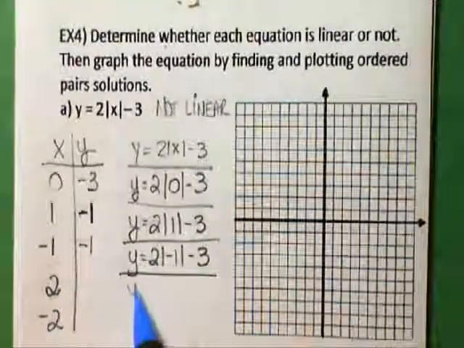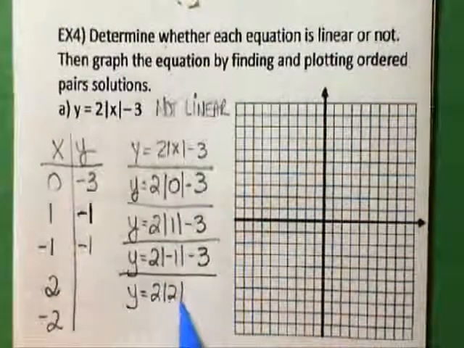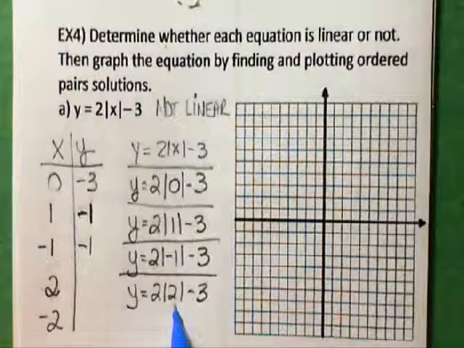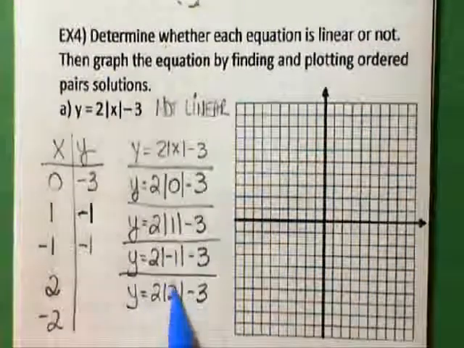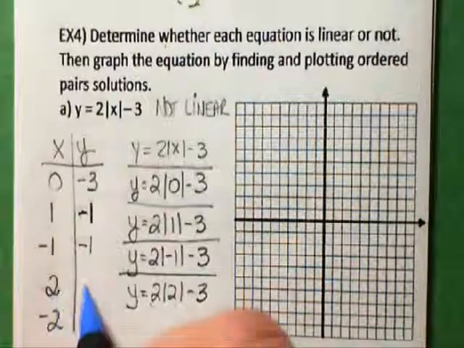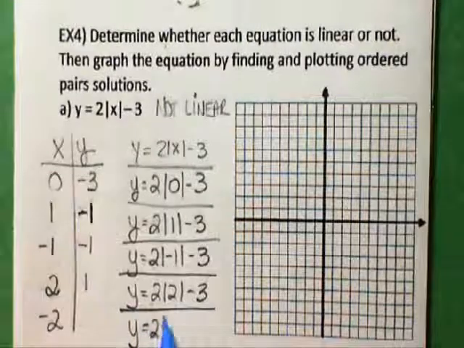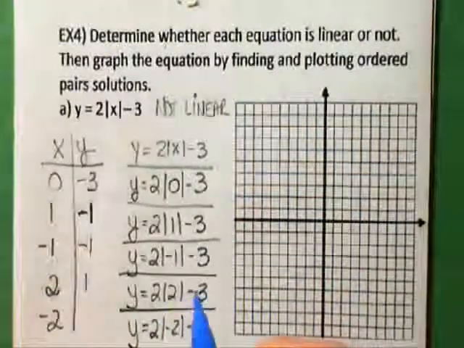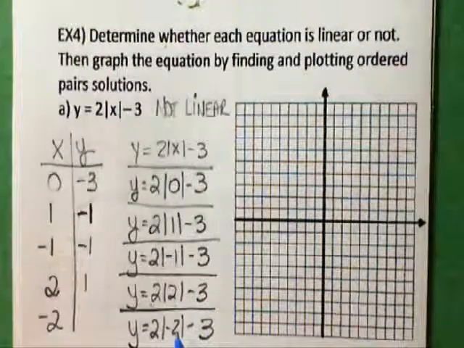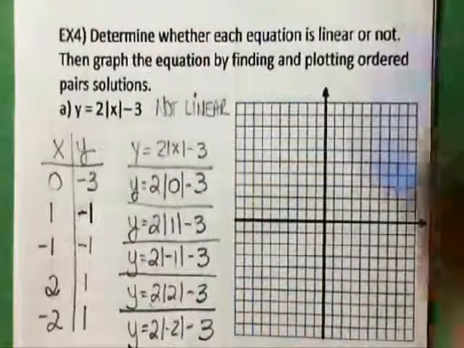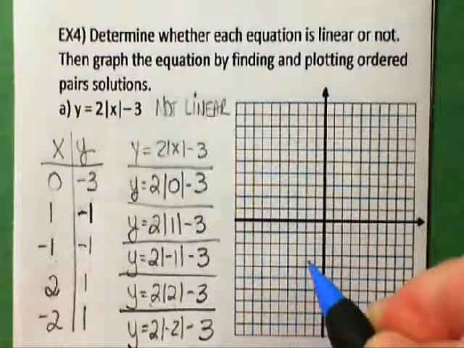Let's do the next one, which is going to be 2. So absolute value of 2 is 2, times 2 is 4. 4 minus 3 is positive 1. And the last one is going to be y equals 2 times the absolute value of negative 2, minus 3. The absolute value of negative 2 is positive 2. Positive 2 times 2 is 4. 4 minus 3 is 1. So now I have my table. So we're ready to plot the points.